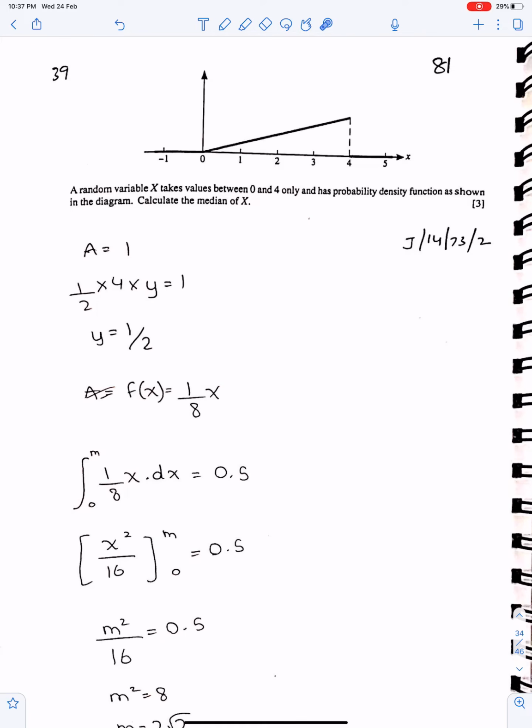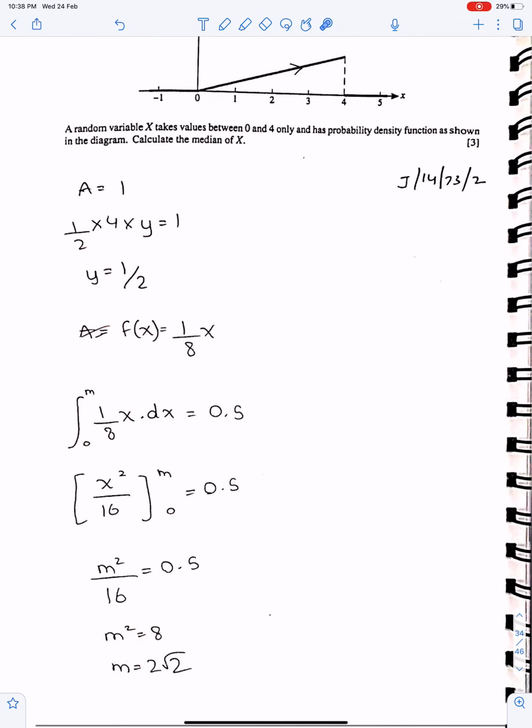I discussed this thing in my first lecture, that when we have a straight line PDF, then for the median use a similar triangle. It's better to use a similar triangle rather than using integration. You can either use integration or you can use a similar triangle. This student used the integration method.